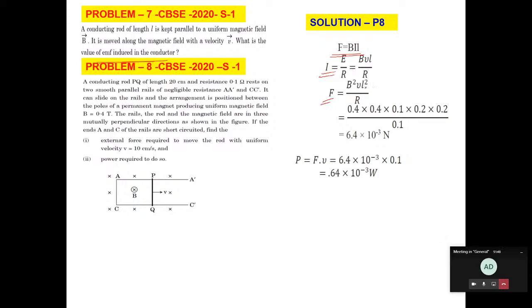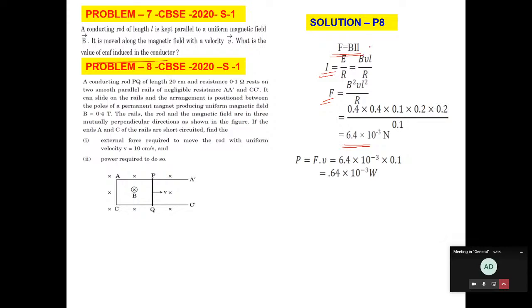And the force equation is, we can find out the value of force here. Force is BIL. So I we can substitute as BLV by R. So the force is B squared L squared V divided by R. Then if we know the value of force, power is force multiplied by velocity. So these things are very easy.